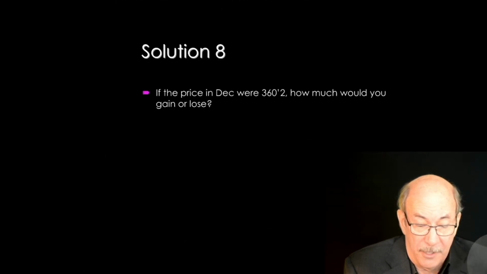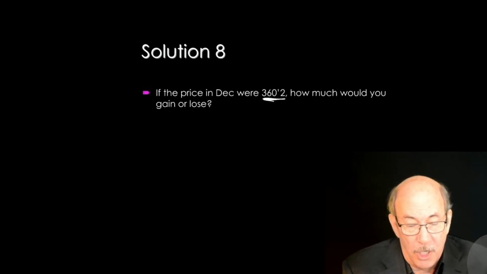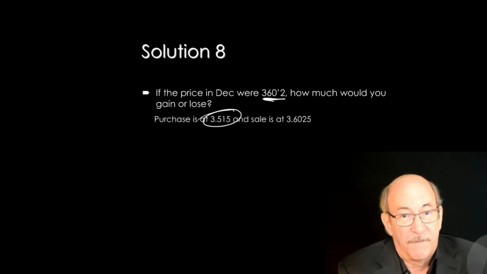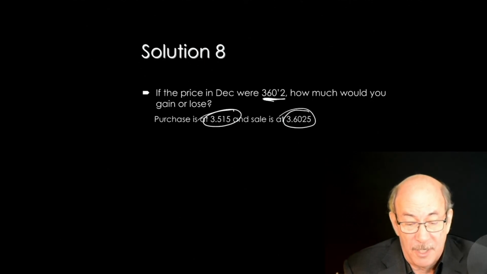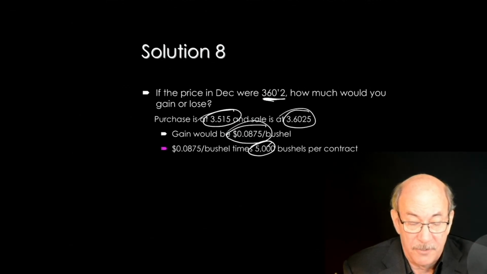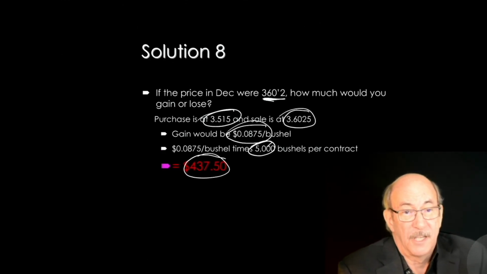And so to do the math here, if the ending price in December is 360, and remember we're going long, and we agreed to buy at $3.515 per bushel, that means that we can immediately turn around and sell at the market price in December of $3.6025 per bushel. So there's a gain of 8.75 cents per bushel, times the 5,000 bushels in a contract, so a $437.50 gain in that position.